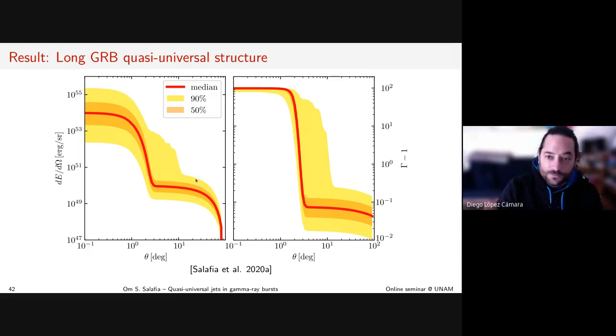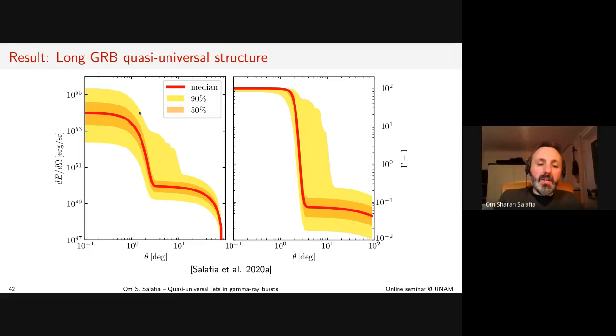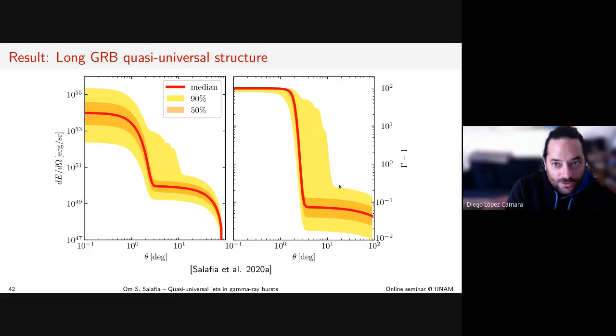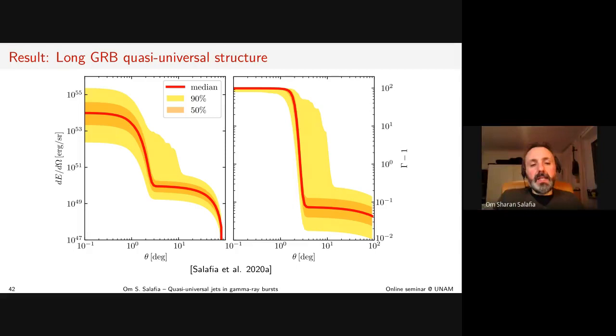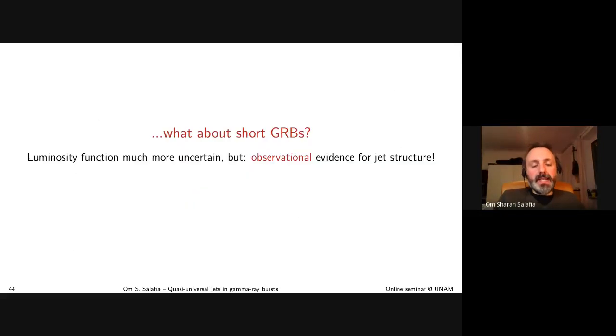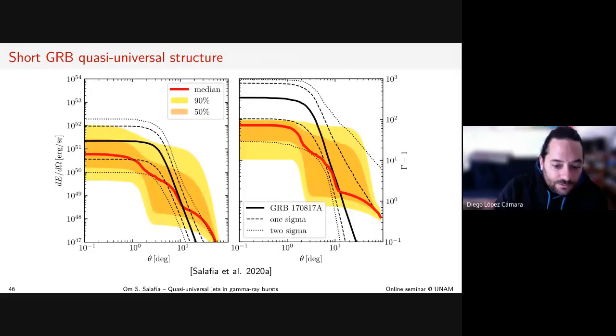Okay, gotcha. 50% is contained in the orange area, and the same for the Lorentz factor. 1,000 different models in this case? Yes, I think 1,000. And the same for the short GRBs. Okay. Thank you.